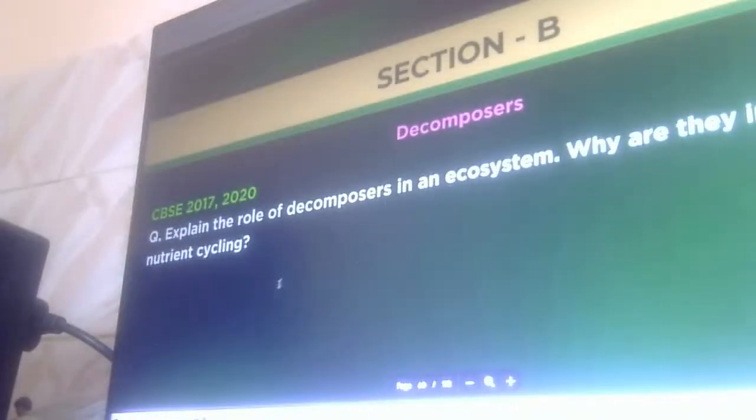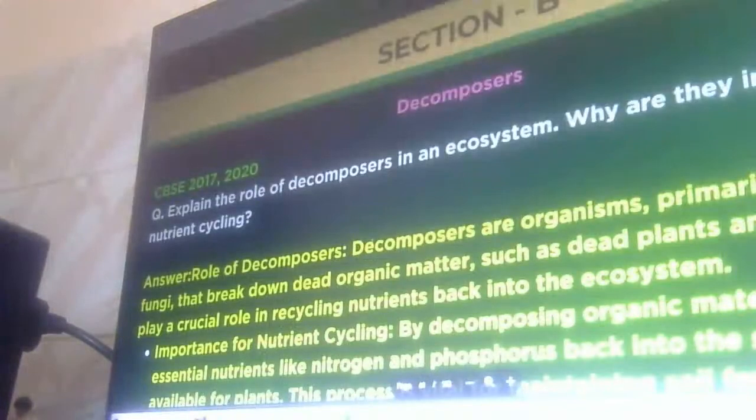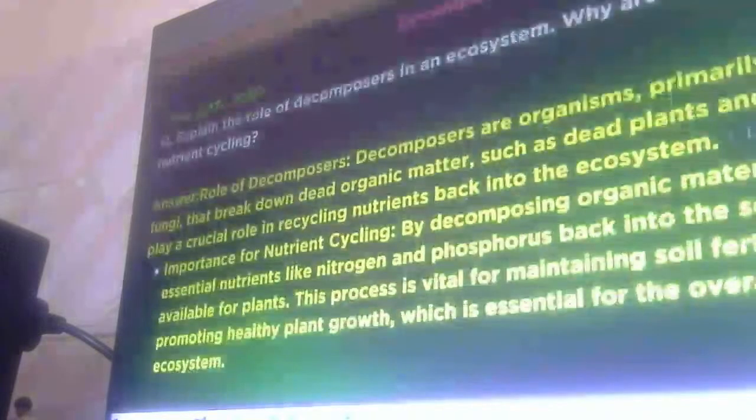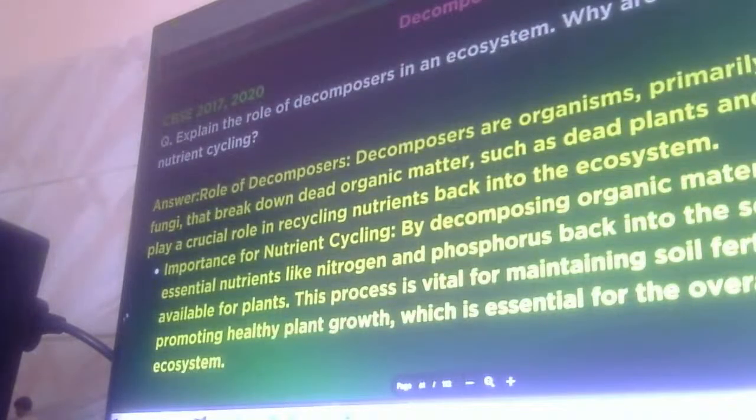Decomposers, because they're very important. Fungi, recycling nutrients. They decompose the material. They release essential nutrients, nitrogen and phosphorus, back into the soil, available to plants. The plants take these up and grow. This is how the nutrient cycle, the recycling of nutrients, occurs, keeping the ecosystem healthy.